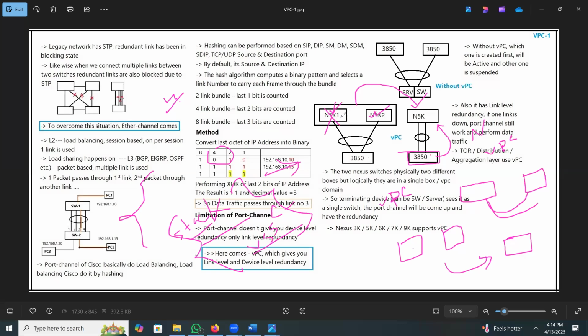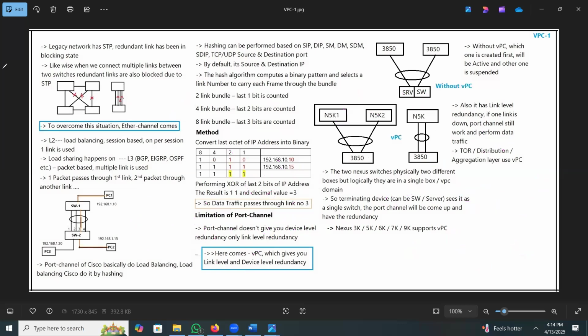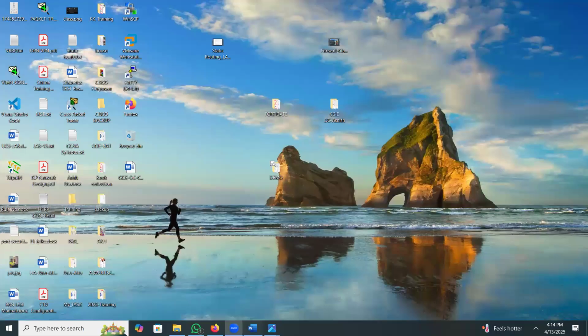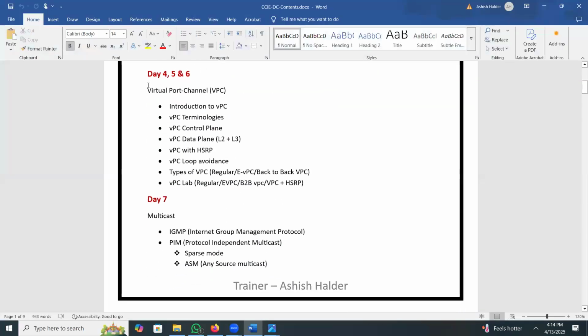But on Nexus, we can only configure vPC. So I will discuss everything on vPC, and I will do labs on vPC. Okay. Then this is our day 4, 5, and 6. So vPC is very important because on the CCIE exam, you will get a part of the lab on vPC. Okay, so it's very important.